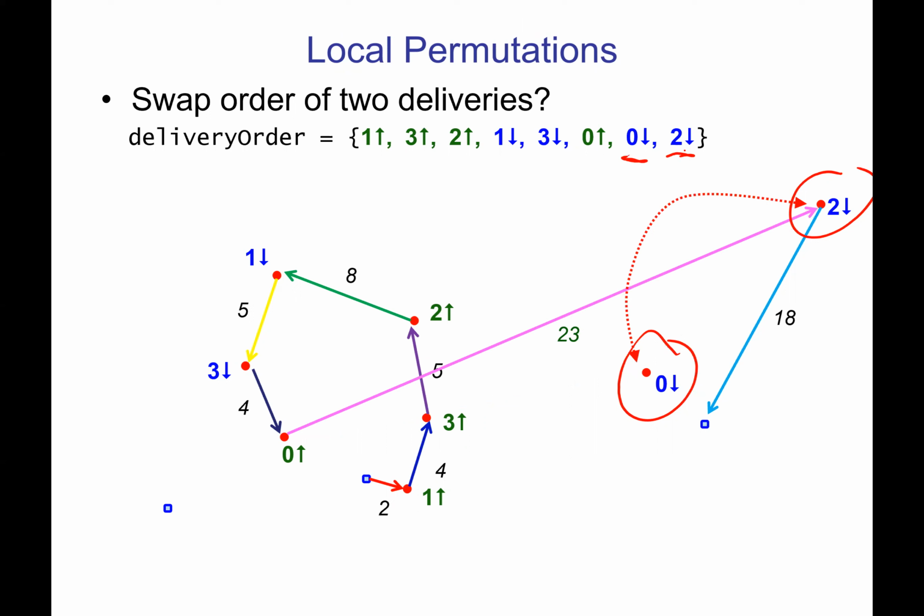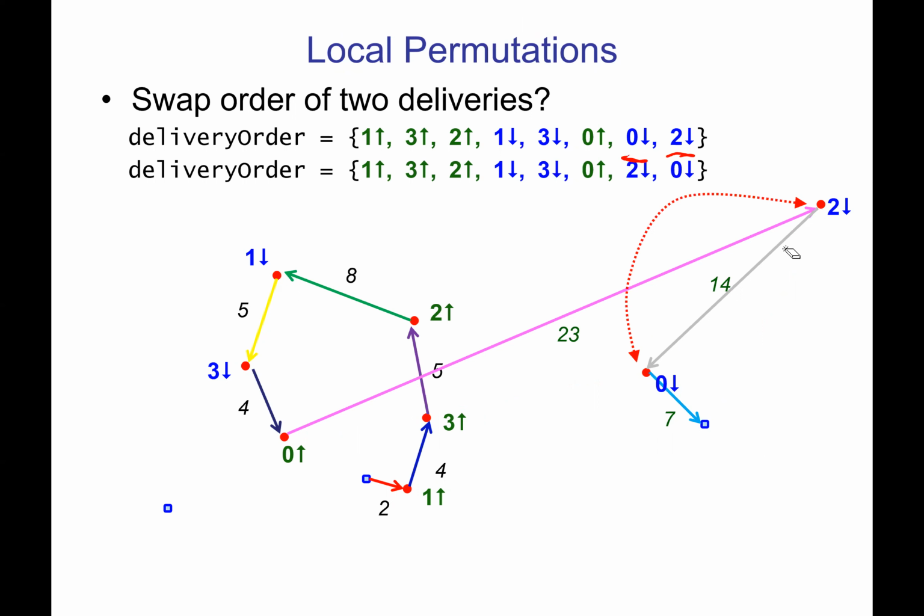Okay, so visually, I'm reconnecting things like that, and I've now changed my delivery order, but in terms of what I change here, it's just a very small change. I change that I was going to do drop off 0 and then drop off 2, and now I'm going to do it in the opposite order, drop off 2 and drop off 0. So that is just a swap of a couple of entries in a vector. It's going to be fast.